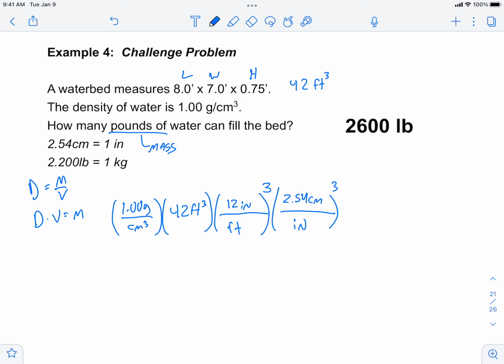I need to convert my inches cubed into centimeters cubed so that my centimeters cubed can be canceled, leaving me with the mass unit. Now, we're not quite done because they want the mass, but what unit are they asking for? Pounds. Okay, so what do I know about pounds? I know that a kilogram is 2.200 pounds, and my mass unit that I'm starting with here is grams. So I can go from grams to kilograms and then kilograms to pounds.